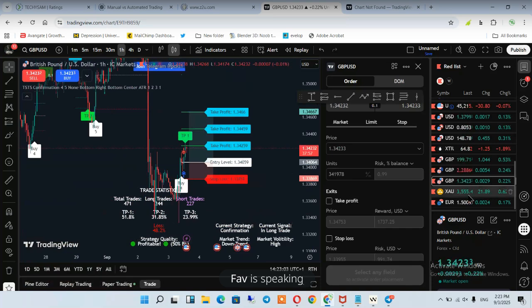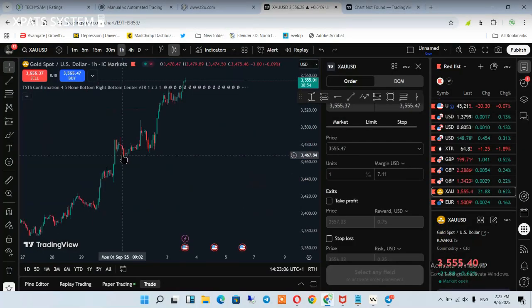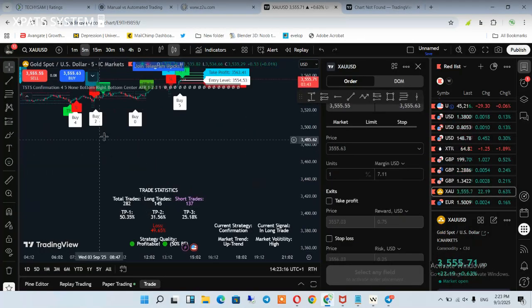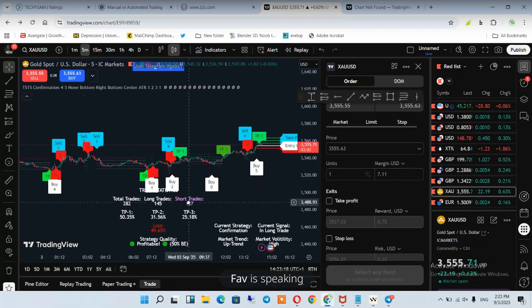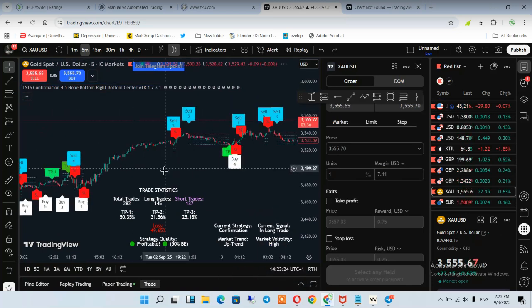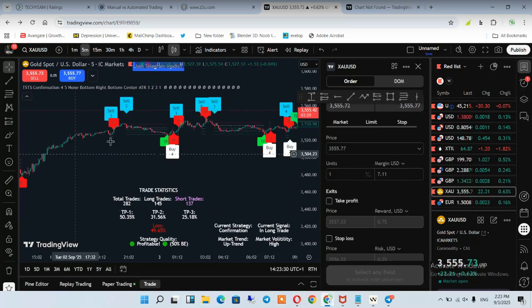Gold on H1 is profitable. On M5, it is almost as profitable as H1, just 50%. So gold, what would gold have given us today? I'm even seeing a lot of SLs. I'm not gonna lie. Okay, this is yesterday, not today.